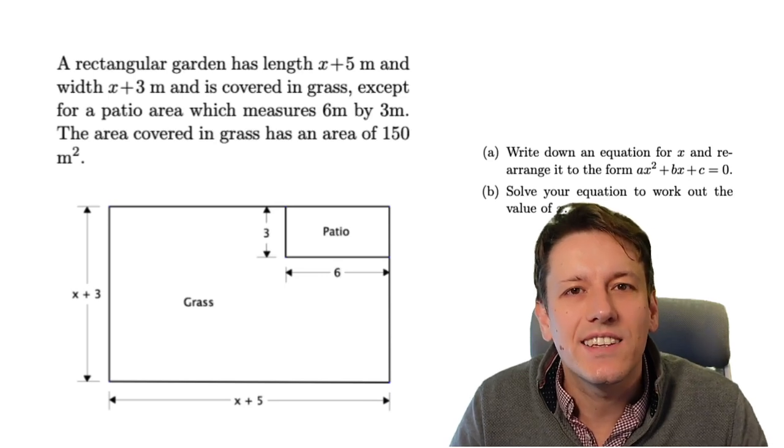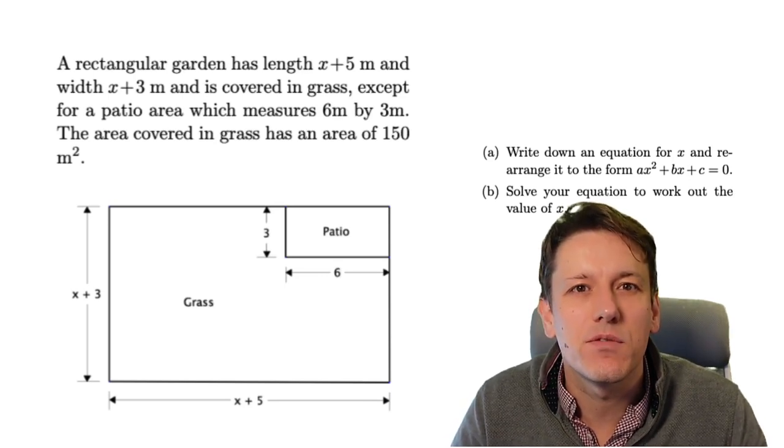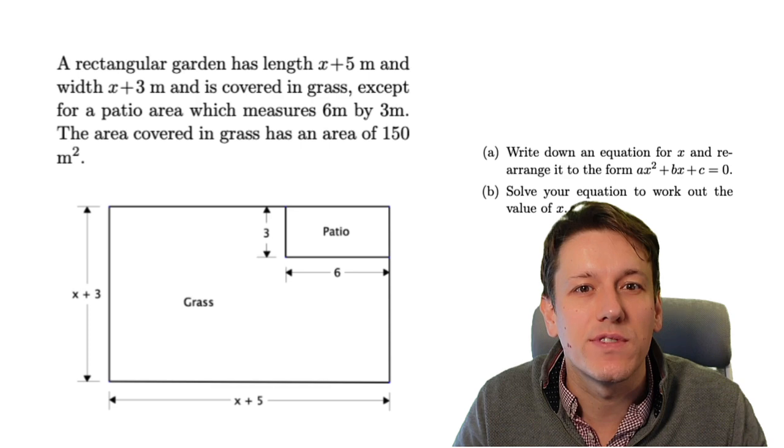Here we have a rectangular garden that has length x plus 5 meters and width x plus 3 meters and is covered by grass except for a patio area measuring 6 by 3 meters, and we're told the area of the grass is 150 meters squared.